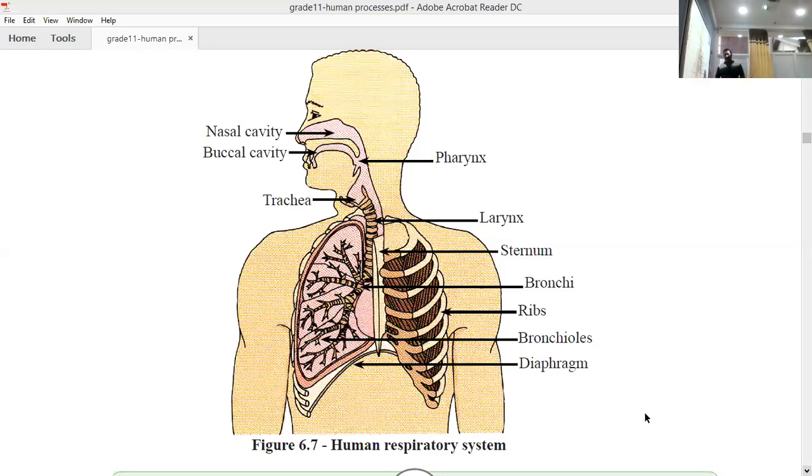During inspiration, during breathing in, first, those intercostal muscles and the diaphragm muscles are contracted. When these muscles contract, especially when intercostal muscles contract, the rib cage moves forward and sideways.